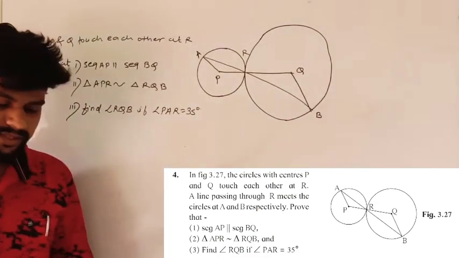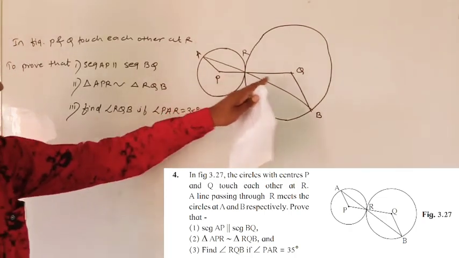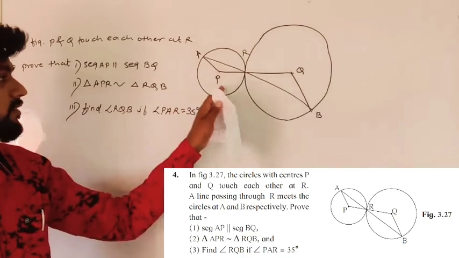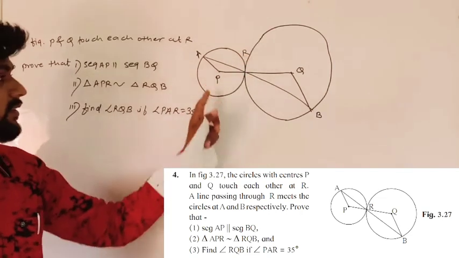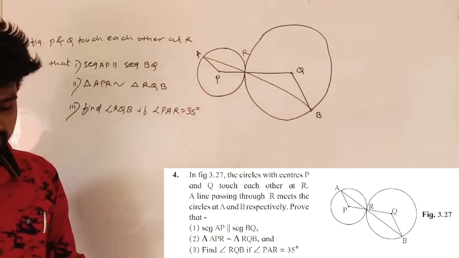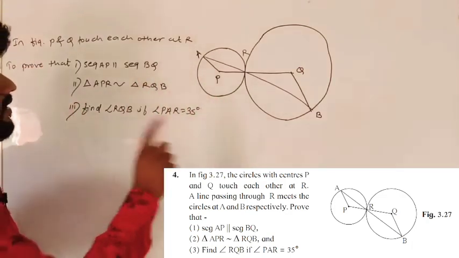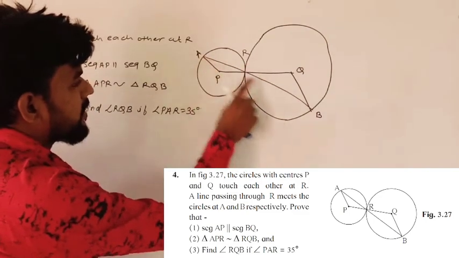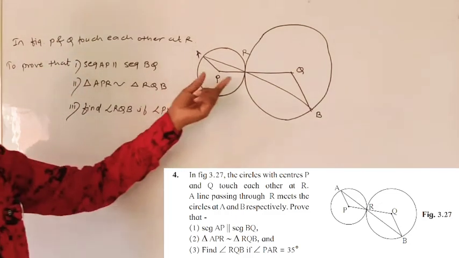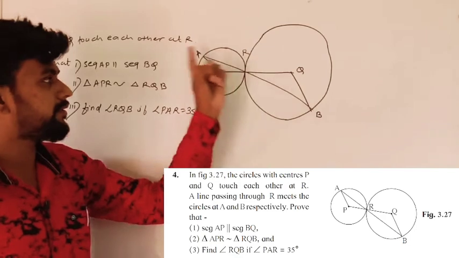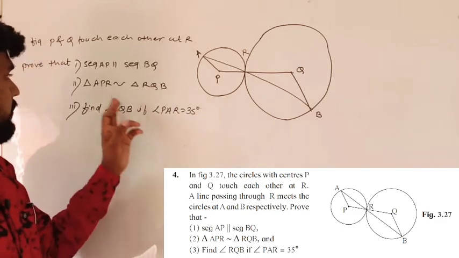The fourth question is given: circles with centers P and Q touch each other at point R. Now, a line passing through R meets the circles at A and B. These two points, A and B, are shown in the figure. Prove that segment AP is parallel to segment BQ.